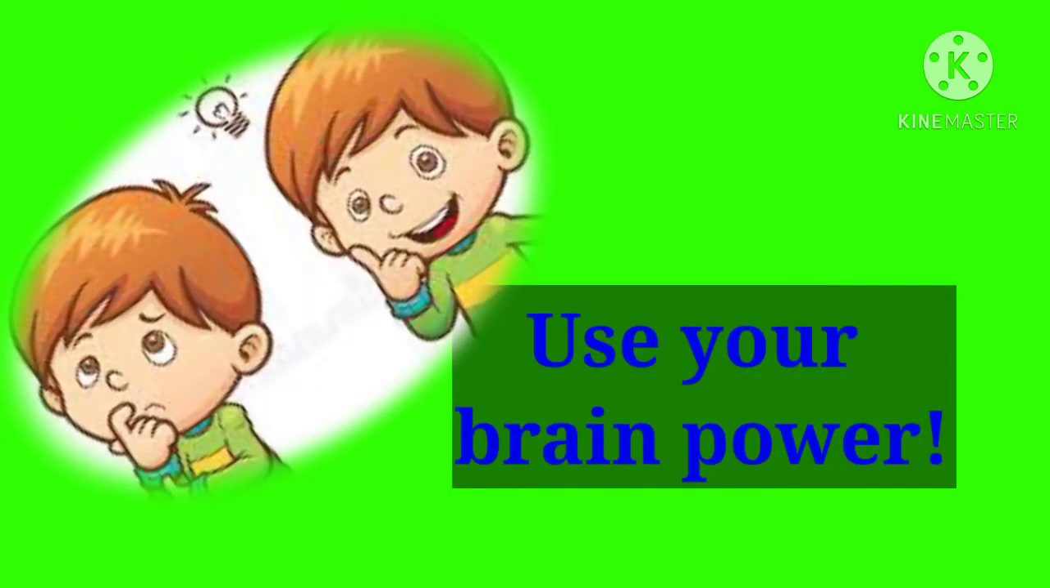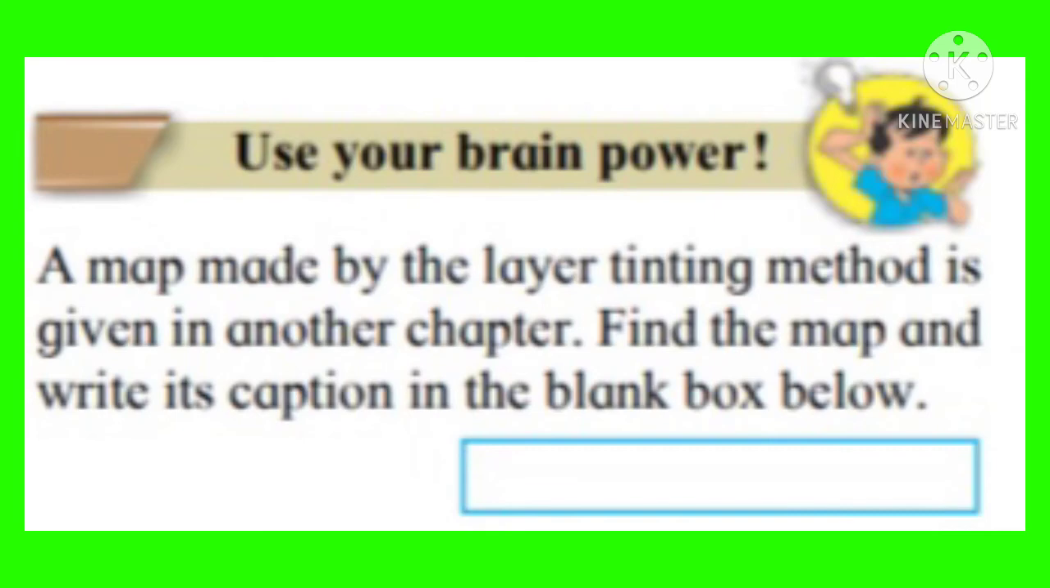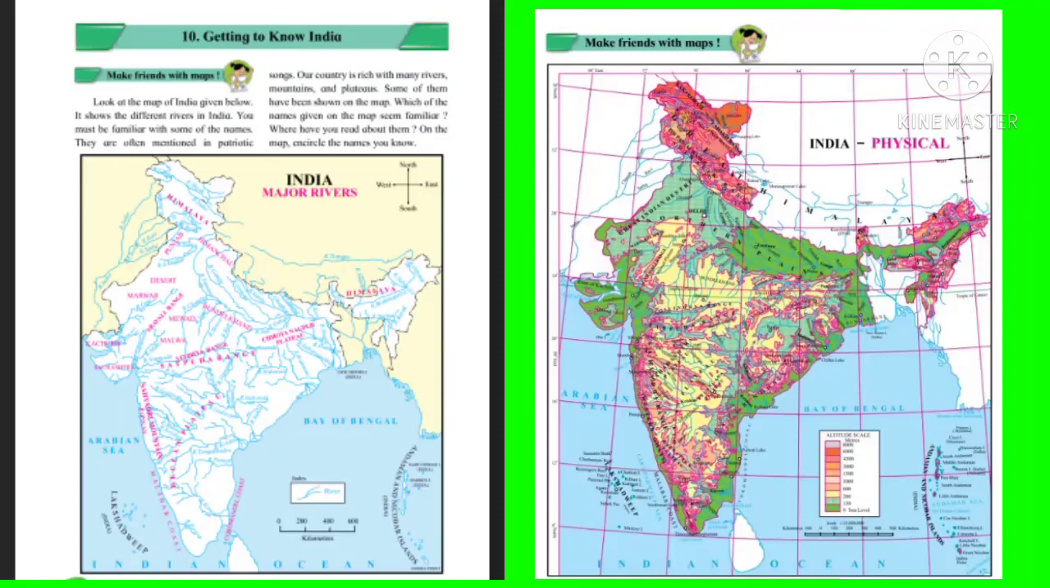Use your brain power. A map made by the layer tinting method is given in another chapter. Find the map and write its caption in the blank box below. A map made by the layer tinting method is given in chapter 10 of the textbook, on page number 45. The title or caption of that map is India Physical.